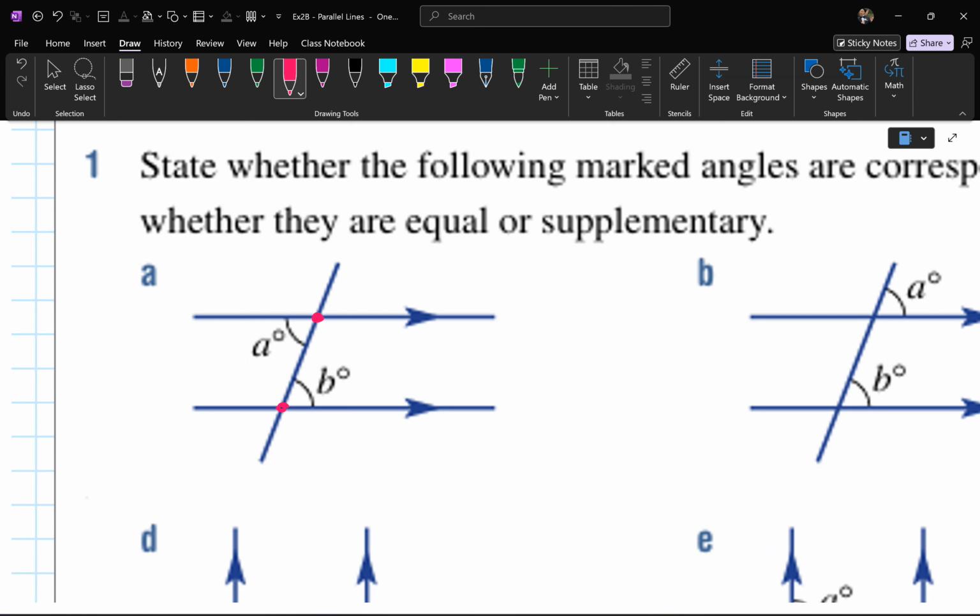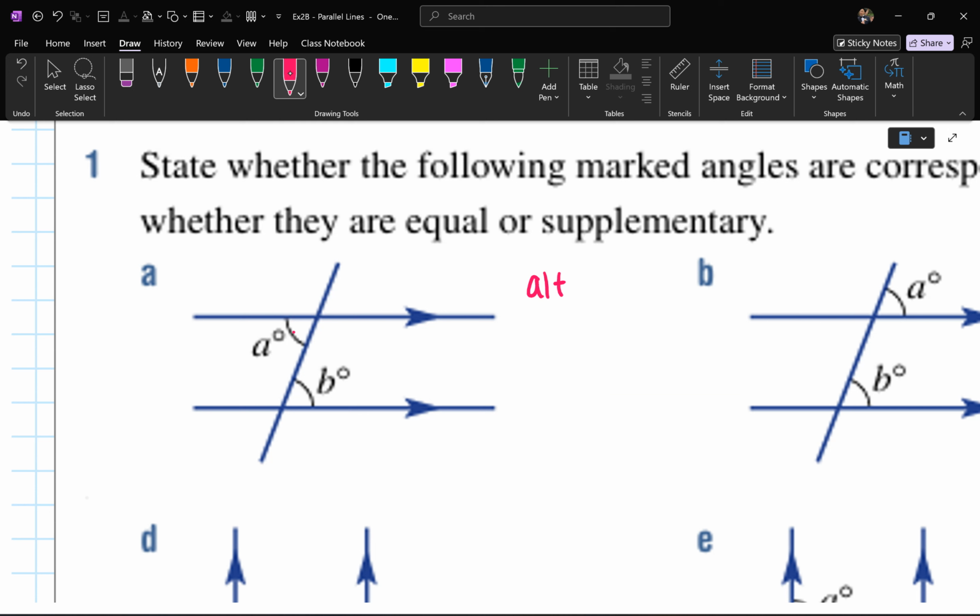This is not vertically opposite because this is one intersection. So A is on one of the intersections and B is on a separate intersection. So they're not vertically opposite. If B was here, you were correct. So they have to be in the same intersection. They can't be on different ones. Okay? So if it's not vertically opposite, it is what, Ava?